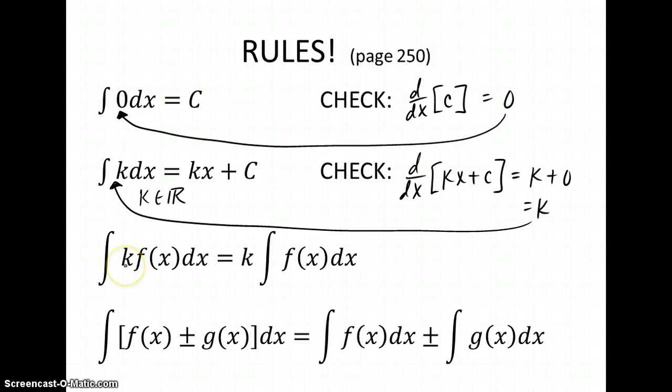Again, k is a constant. When you're evaluating an integral where you have a constant times a function, you can just bring that out front of the integral, do your business, and then just multiply the answer by that variable. When you're adding and subtracting two functions, then you can just add and subtract their individual integrals. Now there's a whole list on page 250 in your book that I would suggest maybe you print out from the CD. And that just compares the derivative rules with the integral rules.